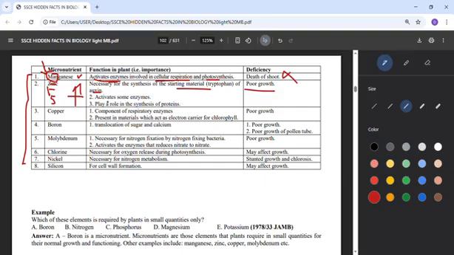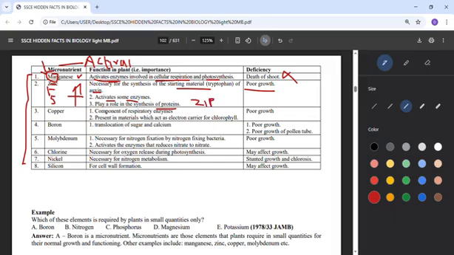Zinc can also activate some enzymes. Most of these micronutrients are always doing the work of activation. They activate enzymes, most of them. So we have seen that this zinc will also do the work of activation. Then it plays a role in synthesis of protein. Zinc can also help in protein synthesis. So we can use ZIP to remember that zinc and protein. Zinc for protein synthesis.